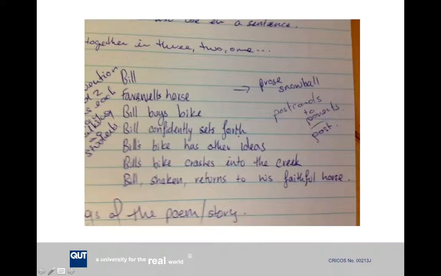Here's one example. Bill farewells horse. Bill buys bike. Bill confidently sets forth. Bill's bike has other ideas. Bill's bike crashes into the creek. Bill, shaken, returns to his faithful horse. So that's a summary of the text.